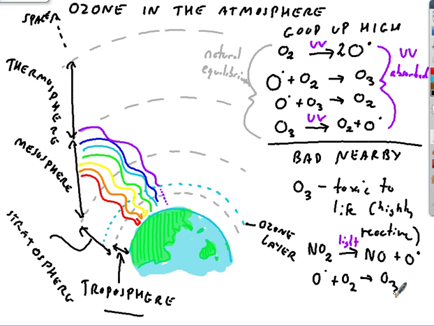That's why a problem called smog occurs in cities. Smog is air pollution, mainly caused by cars and trucks and their internal combustion engines, which results in the production of ozone in the troposphere. And ozone, being toxic to life and a respiratory irritant, can cause problems like asthma, and in serious cases it can cause death. So that's a summary of the structure of the atmosphere and the role of ozone in the atmosphere, both as being good up high and bad nearby.